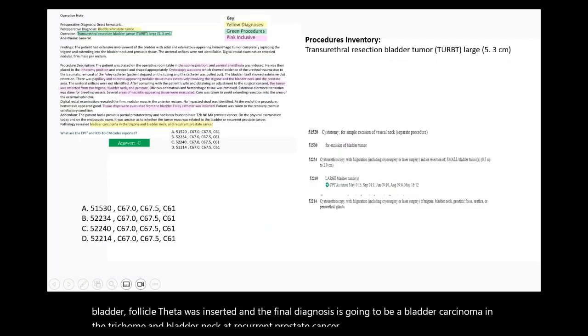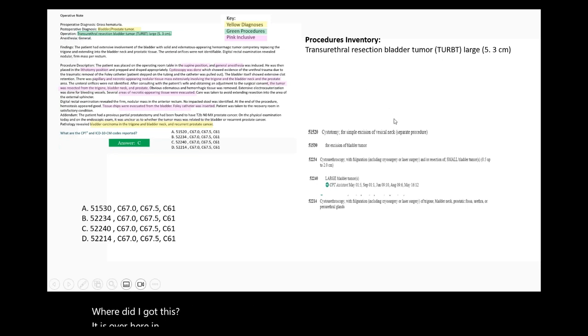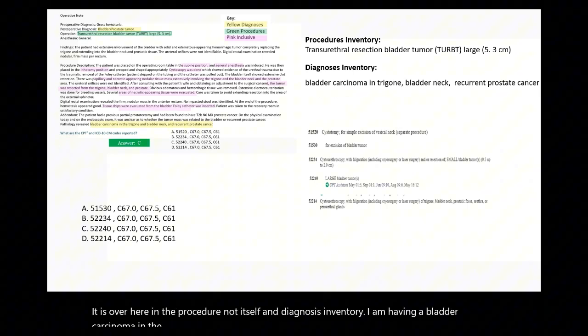So in the procedure inventory, we have transurethral resection of bladder tumor, large, of 5.3 centimeter. Where did I get this? It is over here in the procedure note itself. And in the diagnosis inventory, I have a bladder carcinoma in the trigone, bladder neck, and recurrent prostate cancer.